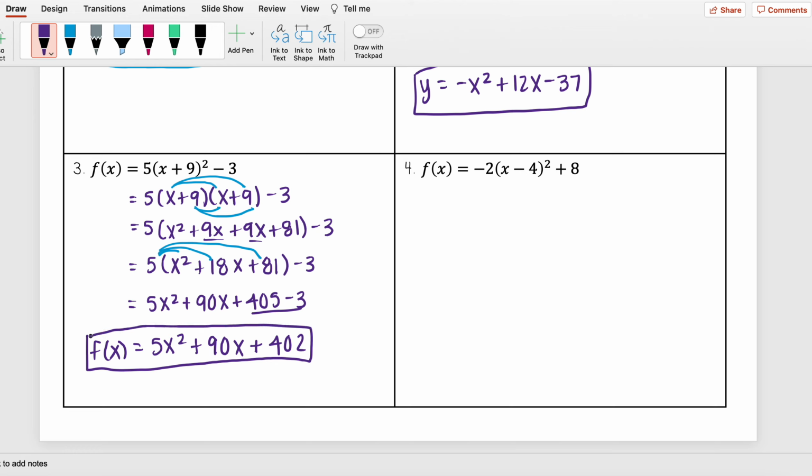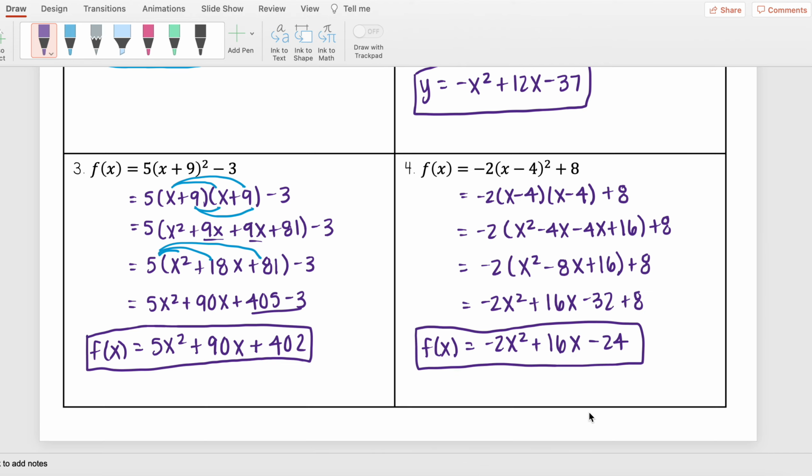Okay, go ahead and pause the video. I want you to try number 4 on your own. When you think you have it, go ahead and press play. So the answer you should have gotten here was f of x is equal to negative 2x squared plus 16x minus 24.